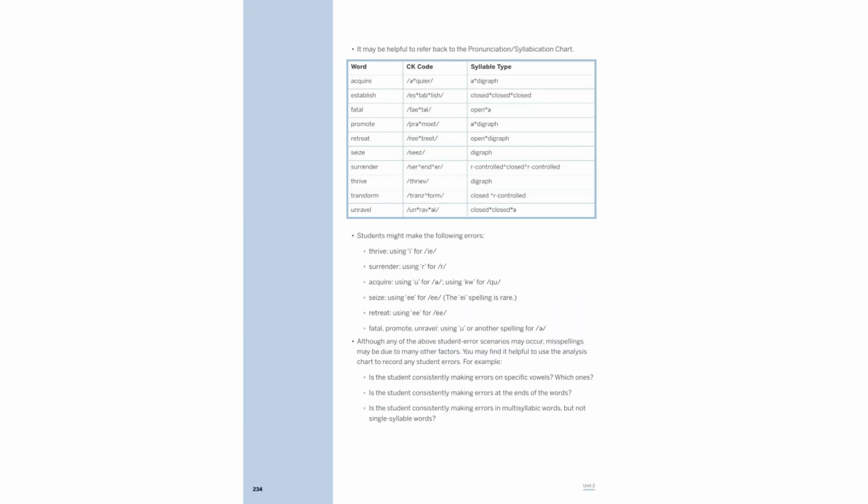Analyzing common spelling errors can enhance understanding of pronunciation and syllabication. Students often confuse vowel sounds, such as using I for I in thrive or U for I in acquire. Identifying patterns in these errors, like consistent mistakes in multisyllabic words, can guide targeted spelling instruction effectively.